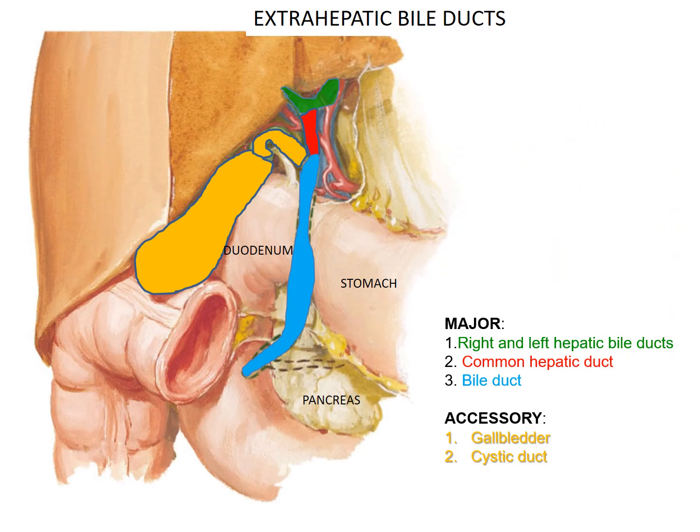The extrahepatic bile ducts receive the bile from the liver, store and concentrate it in the gallbladder, and transmit it to the descending part of the duodenum. Extrahepatic bile ducts consist of major and accessory parts. The major parts are right and left hepatic bile ducts, common hepatic duct, and bile duct. Accessory extrahepatic bile ducts are gallbladder and cystic duct.